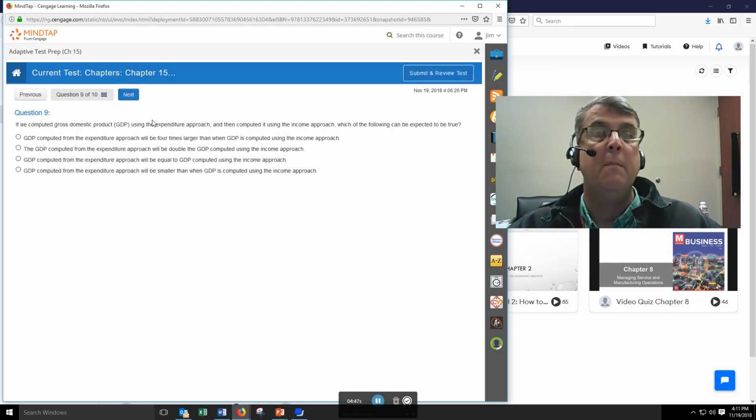If we computed GDP using the expenditure approach and then computed it using the income approach, which of the following would be expected to be true?